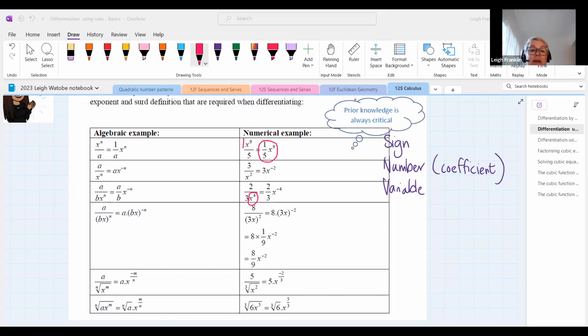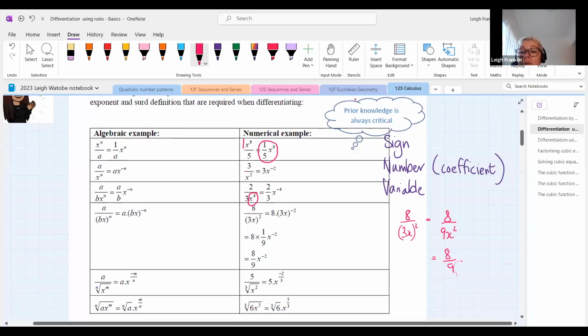What if they expect us to do a small operation? In other words, they give us 8 over (3x) in brackets, squared. The first thing we need to do is square 3x. When we square 3x, it becomes 9x squared. Again, we can separate our coefficient from our variable and write it as 8 over 9. If we want to write our variable in the numerator, we can do it like that, and we change the sign of our exponent.